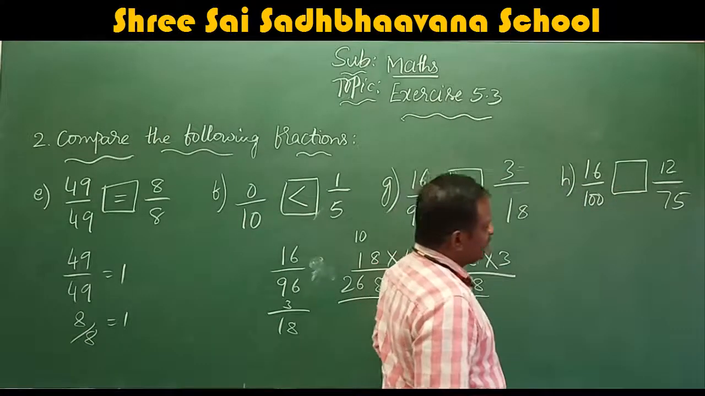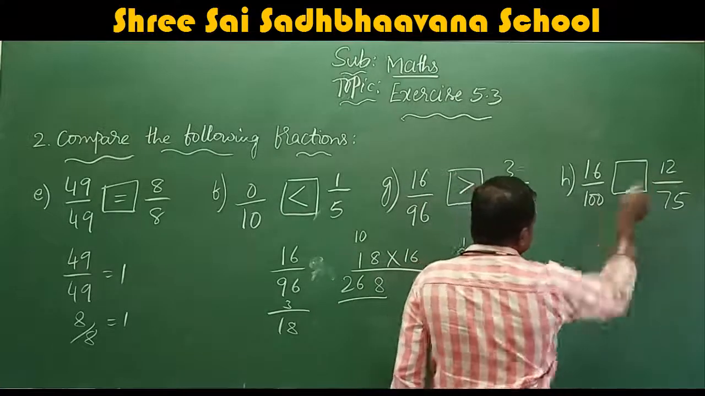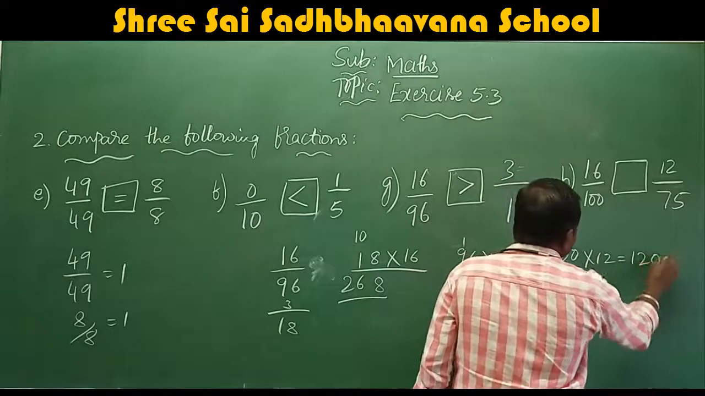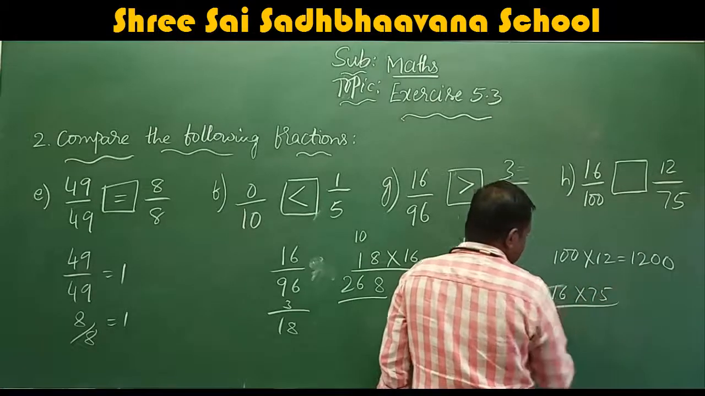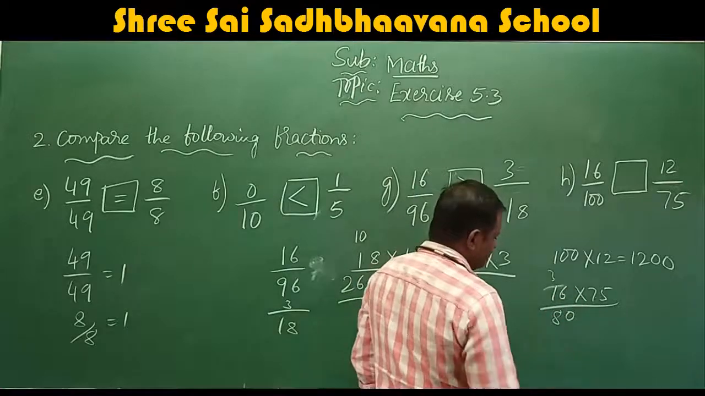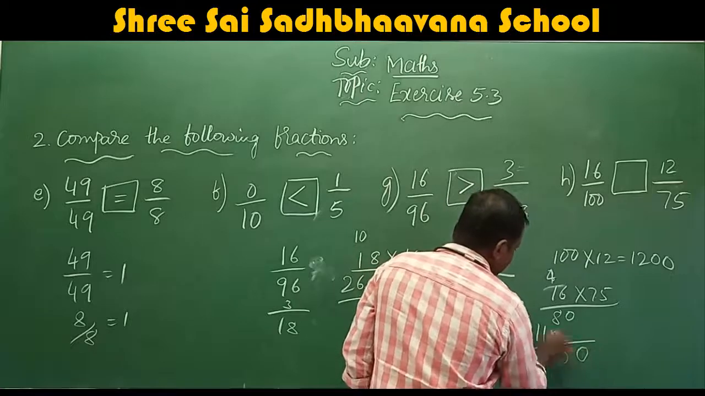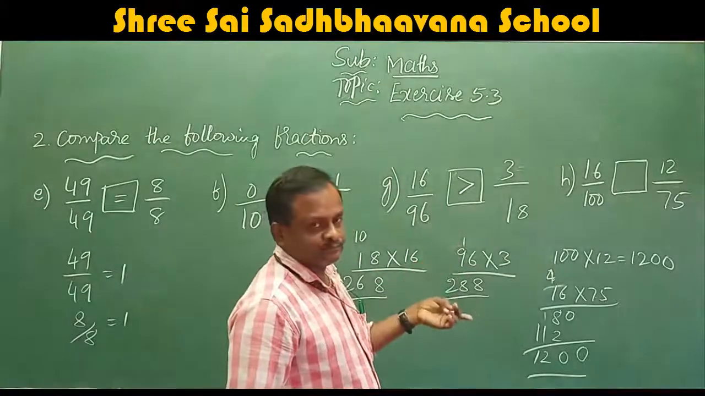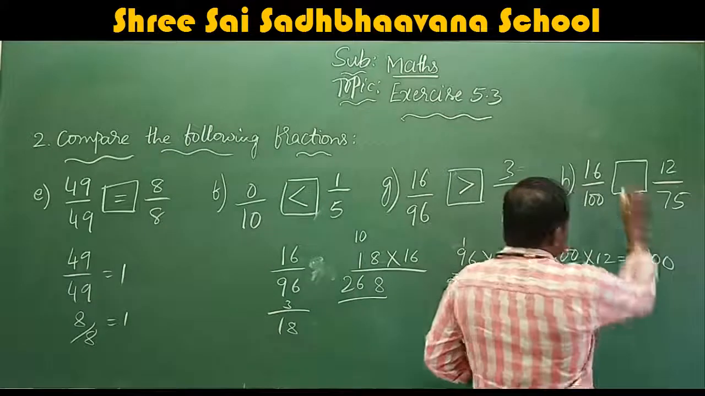When you come to here, 16 by 100, 12 by 75. If you want, you can also cross multiply here. You will get 100 into 12, that is 1200. Here 16 into 75: 5 6 is 30, carry 3, 5 1 is 5 plus 3 is 8, 7 6 is 42, carry 4, 7 1 is 7 plus 4 is 11, 1200. See, both are equal. So this is equal.